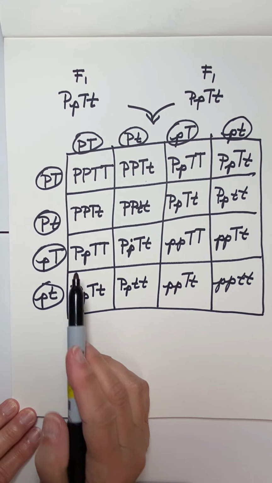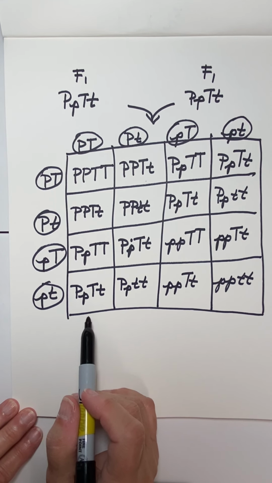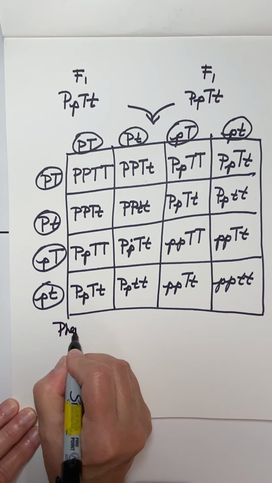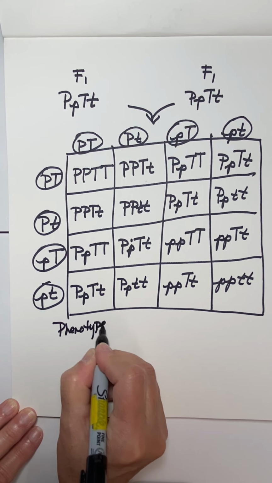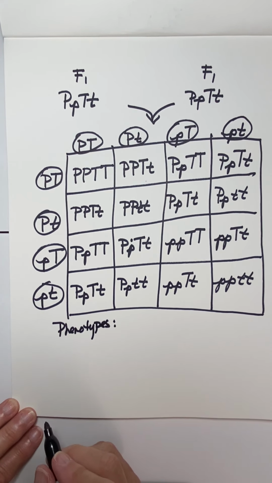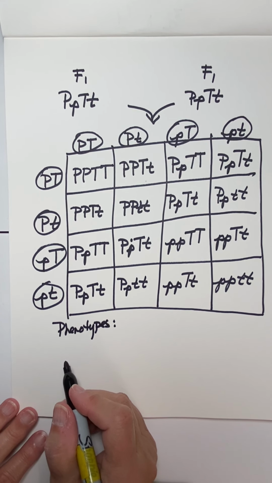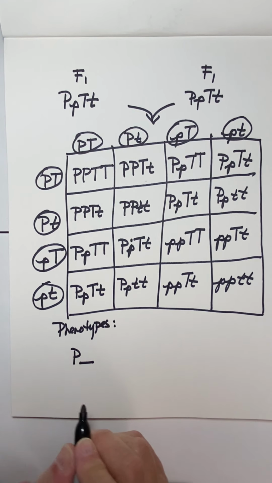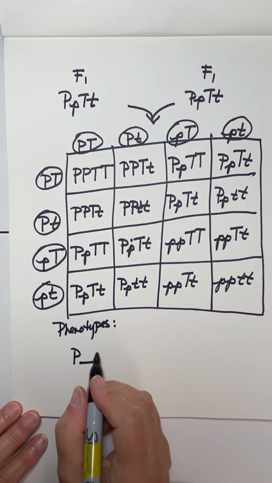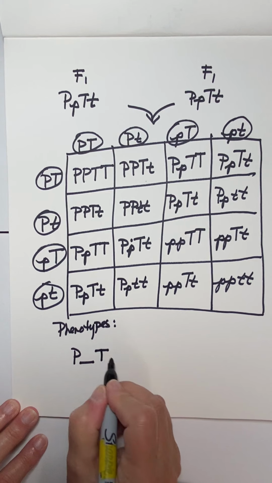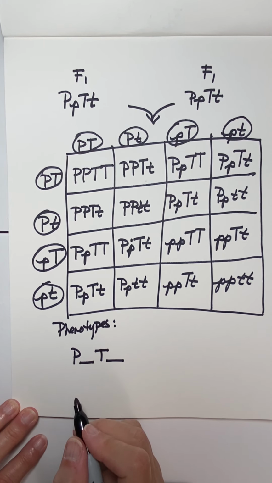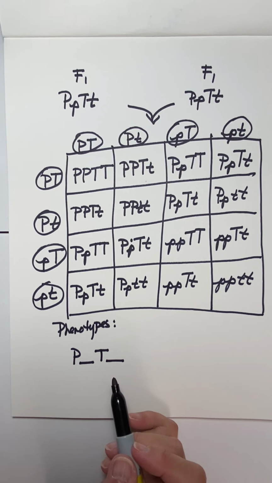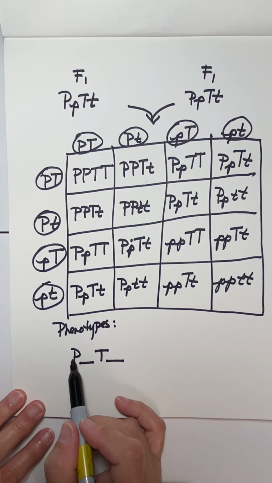All right, so what are we going to get? Oh, my goodness, a whole lot of different genotypes, right? But let's look at the phenotypes. What are we going to see? So purple. If we have purple, we're going to have a capital P and anything, okay? And tall, we're going to have capital T and anything as that second allele.